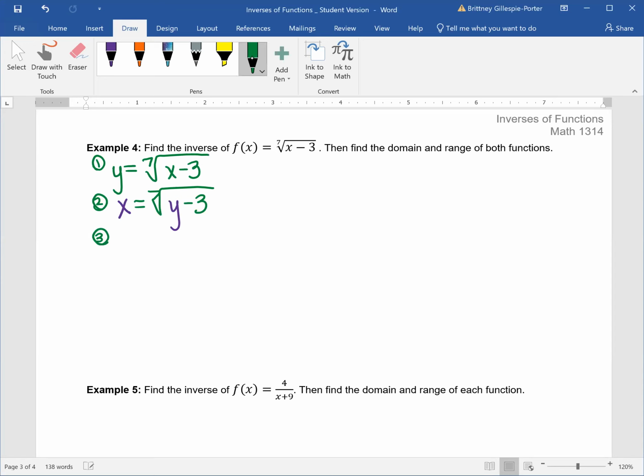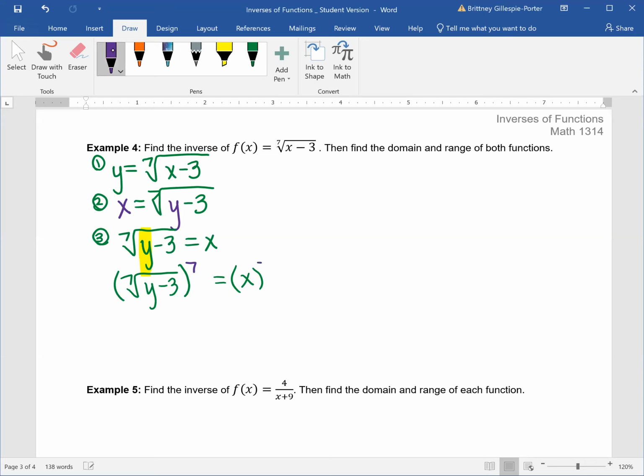Third step is solve for y. So I'm going to rewrite this with y on the left-hand side, as we are trying to solve for y. Here I have a 7th root. So to get rid of a 7th root, we're going to take both sides of our equation to the 7th power. Just like if we had a square root, we would square both sides to undo it. Here, we need to get rid of the 7th root, so we're going to get rid of the 7th root by taking it to the 7th power.